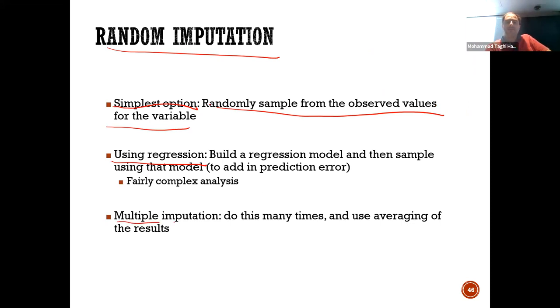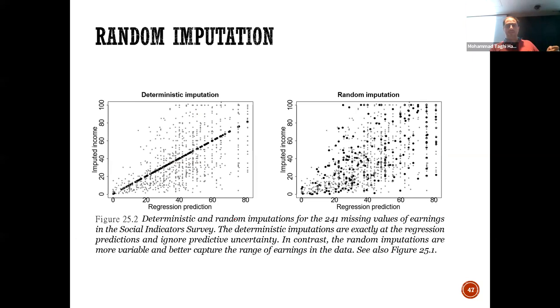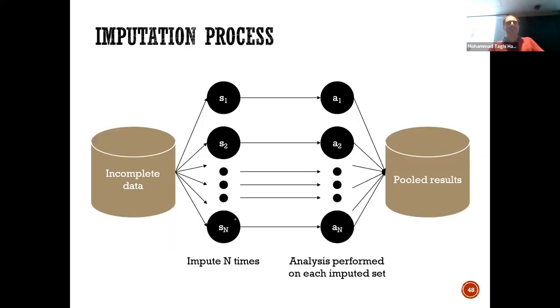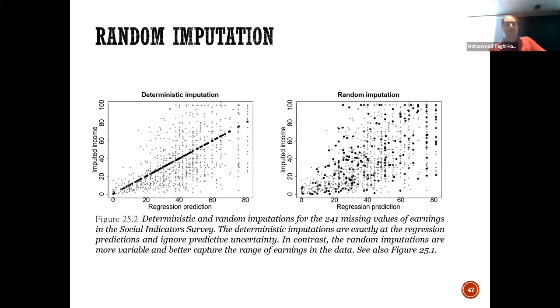Another thing is multiple imputation. Here the idea is, especially for the random case, which is also interesting, you can see this example using deterministic imputation versus random imputation. You might actually get a better result. This is something called multiple imputation.